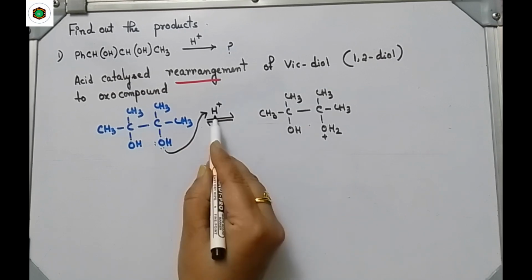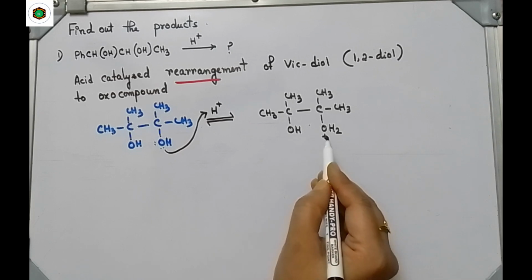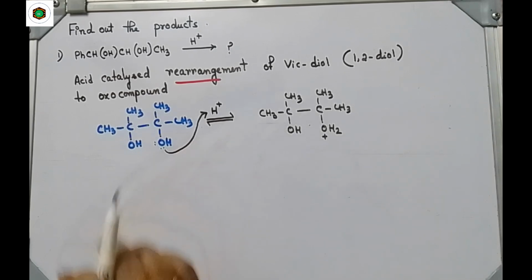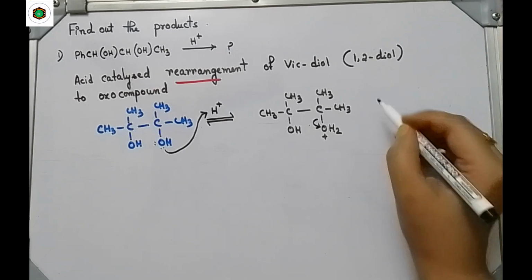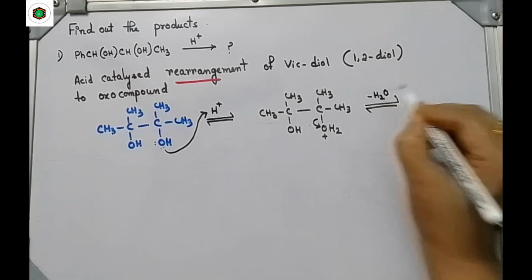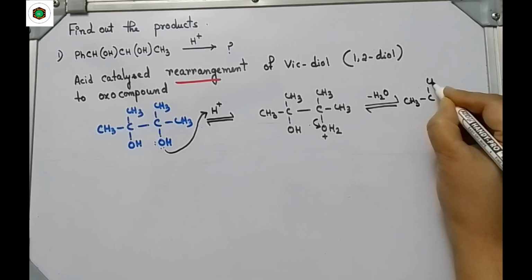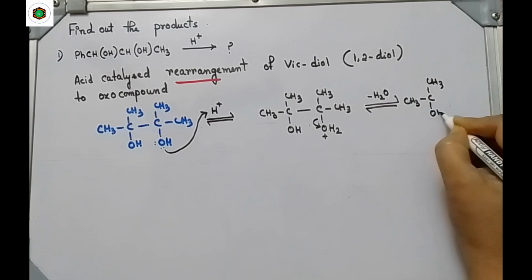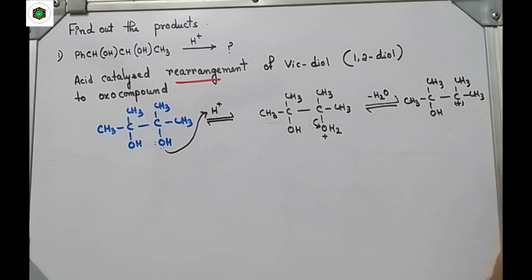Protonation is taking place here. Oxygen lone pair is donated to H+, we are getting OH2+. This step is reversible. Then what will happen? Removal of water is taking place. So what we will get here? CH3, CH3, here OH, here CH3, CH3 and here carbocation. We are getting this carbocation.